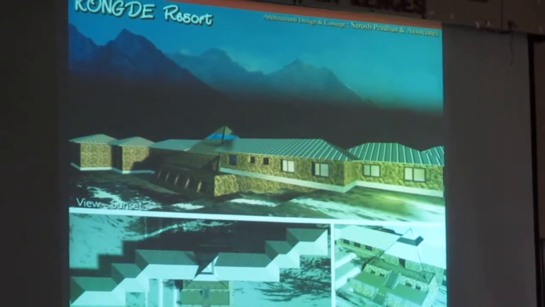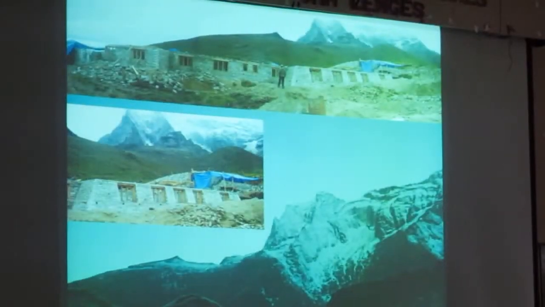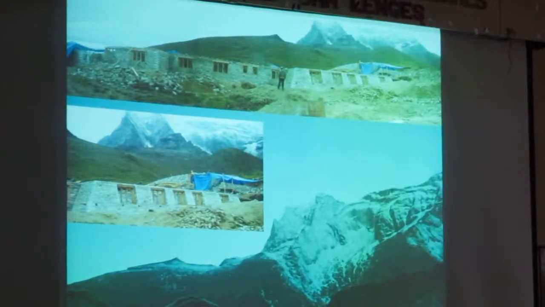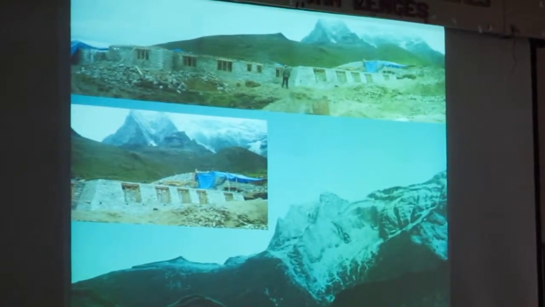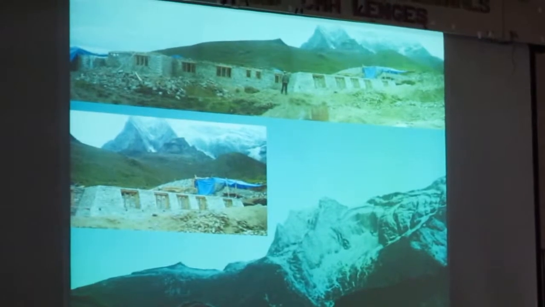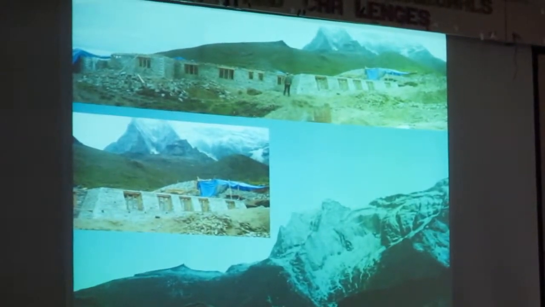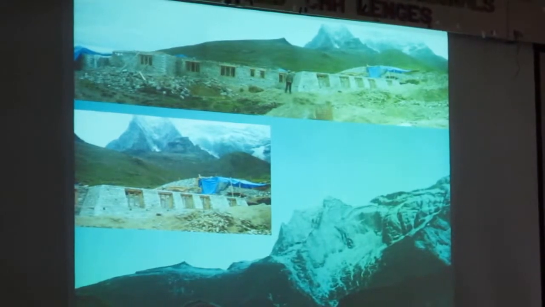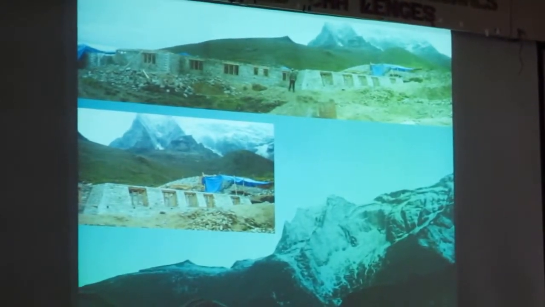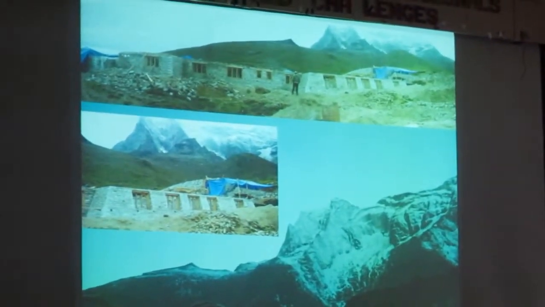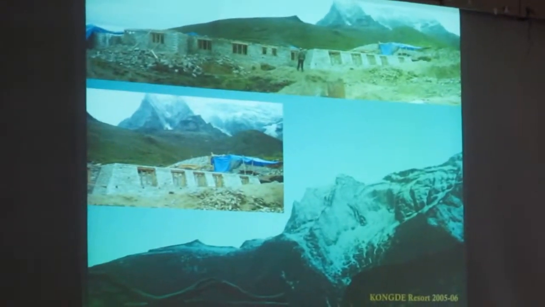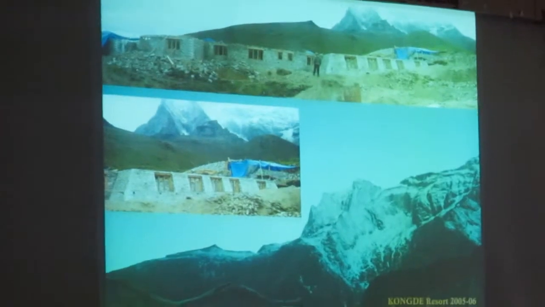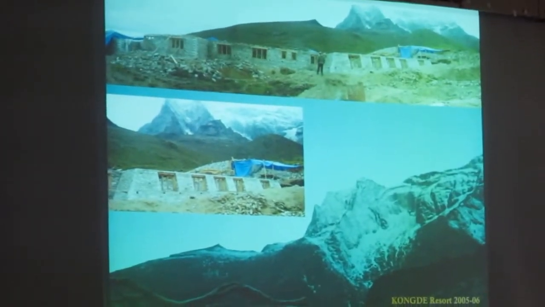So this was the initial renderings, after which the construction began. And the construction process was very interesting in terms of the stone that we brought to site, the window detailing that we had to do, in terms of water retention, and the way we had to remove water and snow from a building like this.